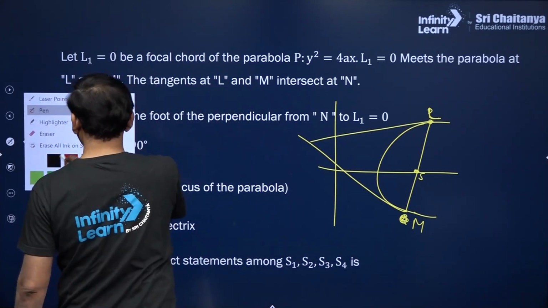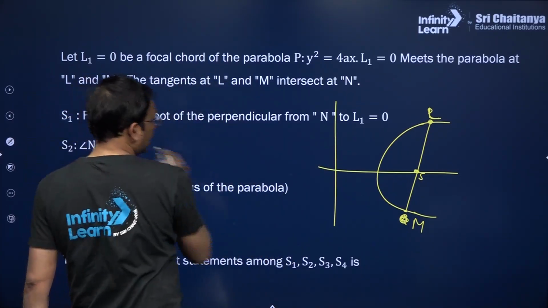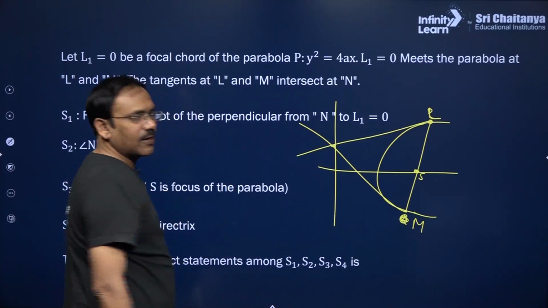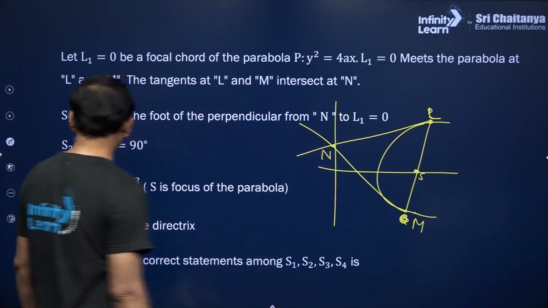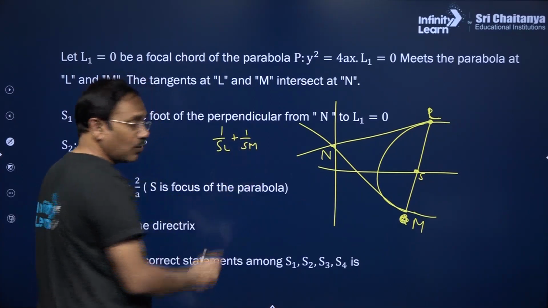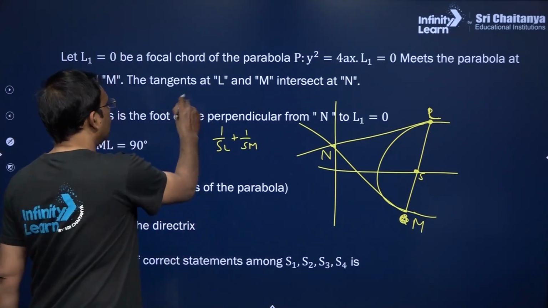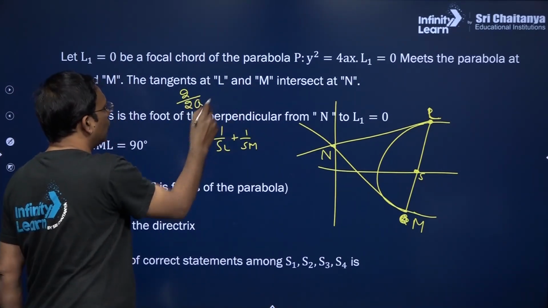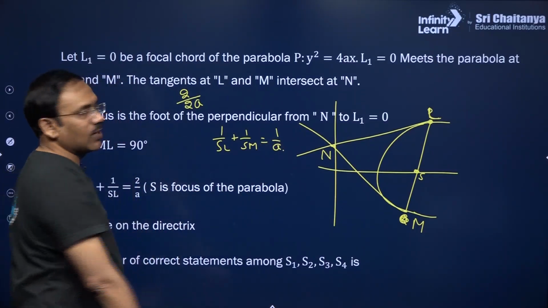So, we can say N lies on the directrix is the correct answer. Second one is, you know, 1 by SL plus 1 by SM. You know this result when you take a focal chord in any conic, 1 by SP plus 1 by SQ is 2 by L. 2 by L is the semi-latus rectum. Here latus rectum is 4a, semi-latus rectum is 2a. So, 1 by a is the answer. But he has given 2 by a. So, S3 is false, my dear friends.